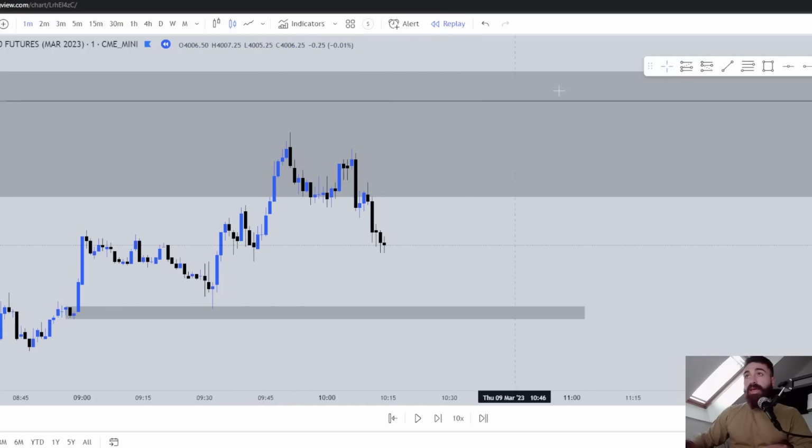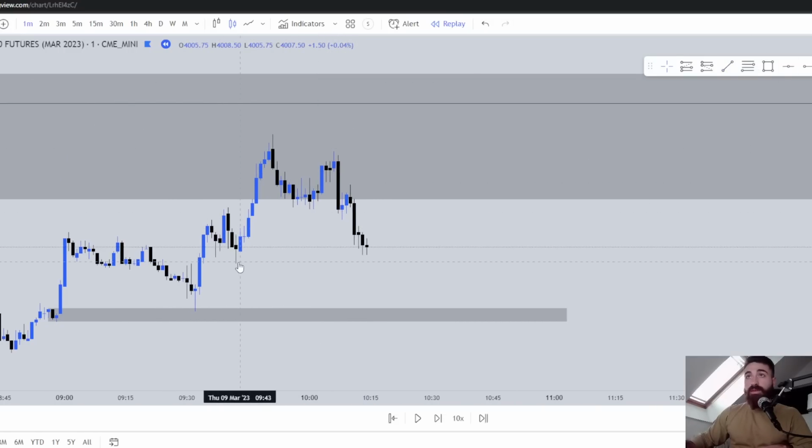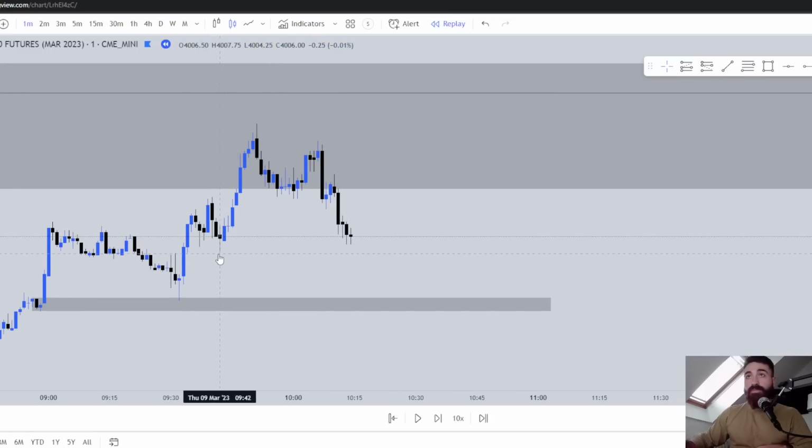Okay, and the price did not break structure here. Sorry, this is not a break of structure right here. Why? Because this is our low, this is our high, this is our low, this is our high, this is our low, and there is no high, so this is not a break of structure. We need to wait for the price to go below this area.